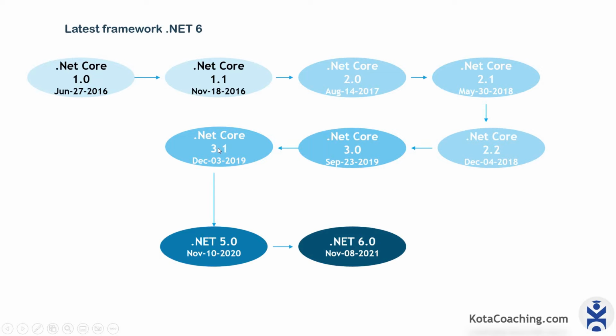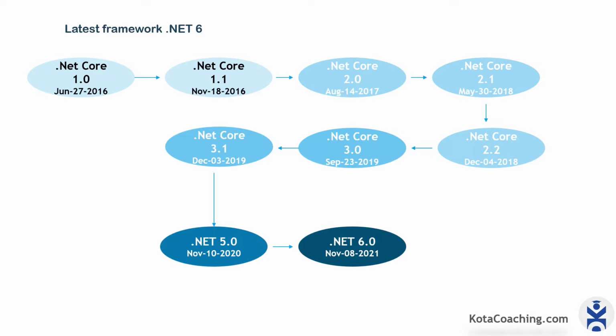But the interesting thing here is, after 3.1, Microsoft launched .NET 5. So where is .NET 4? Microsoft did not launch .NET Core 4 because we have a different framework, .NET 4.x. To avoid the confusion between .NET Core and .NET Framework, they directly launched the new version 5. They skipped the version number 4.x to avoid confusion with .NET Framework 4.x.